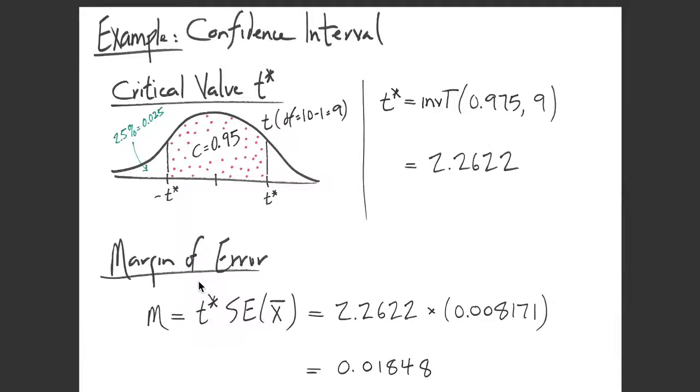And then the margin of error, t-star times the standard error of X bar. Remember, this is directly analogous with z-star times sigma of X bar. And you multiply those two things together and you get 0.01848, keeping 4 significant digits here, as your margin of error.